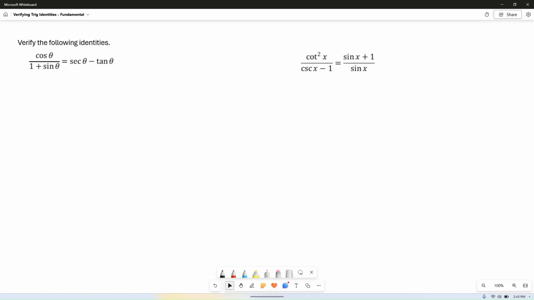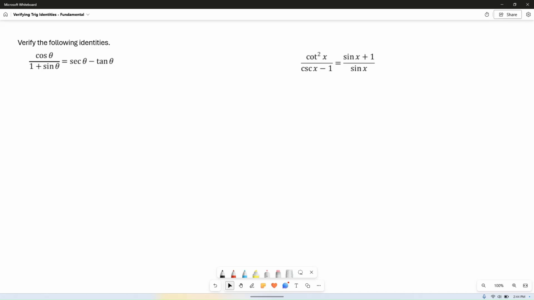And the process, each step should be the same as when we are simplifying identities. Every step you should be asking, is there an identity I can use, or is there algebra I can do? But again, remember, our goal is not to completely simplify the expression, it's to make it look like the other side. So in this first example, we have the cosine of theta divided by the quantity 1 plus sine of theta. We want to show that that is equal to the secant of theta minus the tangent of theta.